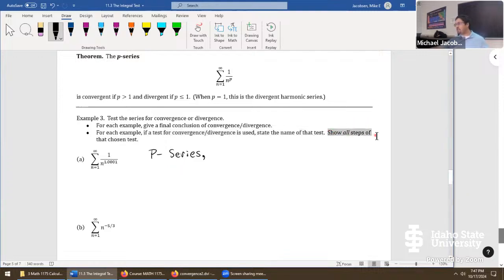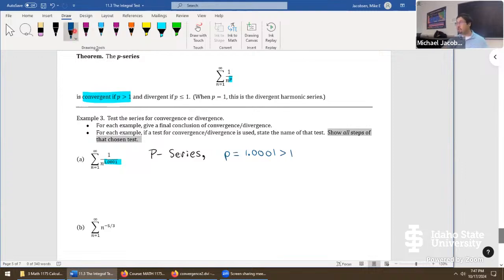We have to show all the steps of the test, but for a p-series, it's a matter of checking if it's in the right format. It is on this one. We have a power p. It's 1.0001, and even though this seems silly, we know it's greater than 1, I'd say it's a good idea to say that right here, because it reminds you we're in this situation.